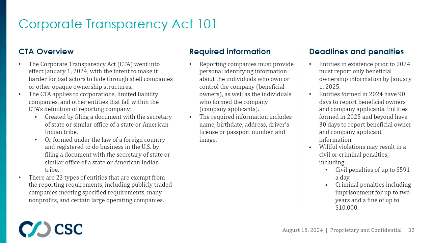Only entities formed in 2024 have to report the individuals who form the entity. The required information includes names, birth dates, addresses, driver's license or passport numbers, and then the image of that driver's license or passport. And depending on when the entity was formed, entities may need to report by the end of 2024, or they have 30 to 90 days to report. And unfortunately, willful violations may result in civil or criminal penalties. FinCEN is still doing a lot of FAQs with this, so it's important to check back on these requirements.